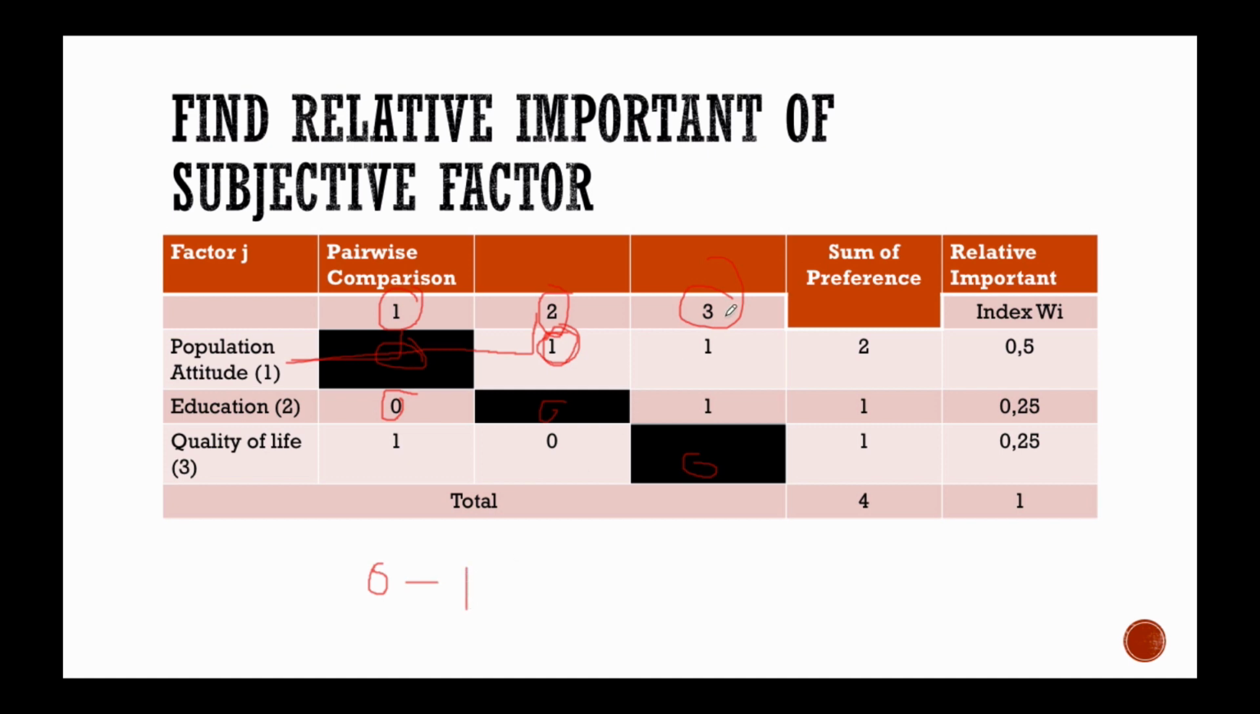But if you think that it is equally important, for example I think that the population attitude is as important as the quality of life, so I give the value 1 here and also this one here. And then after that, please give the sum of preferences 2, 1, 1, so the total will be 4, and you divide 2 by 4, you get 0.5. Also the same way, please calculate this one and the result will be 1.